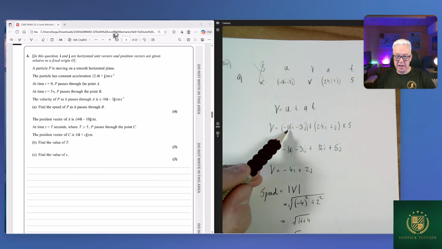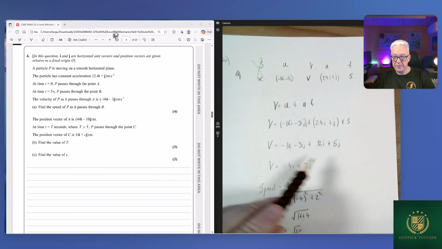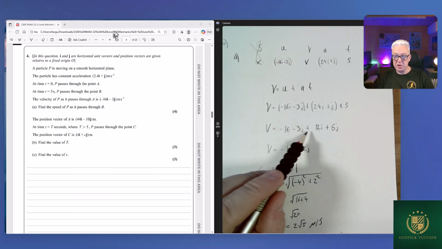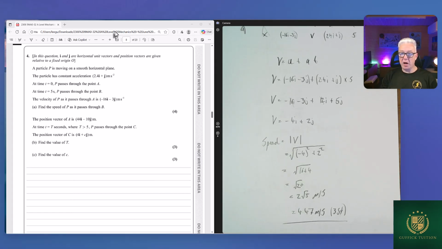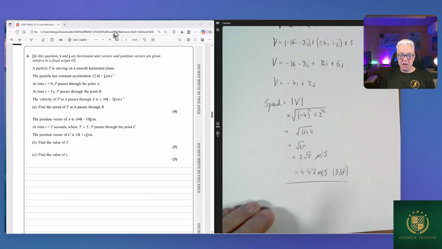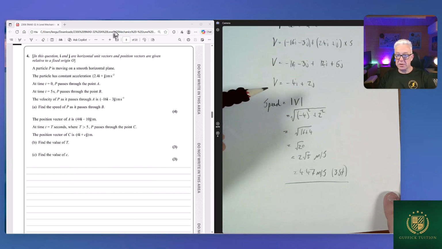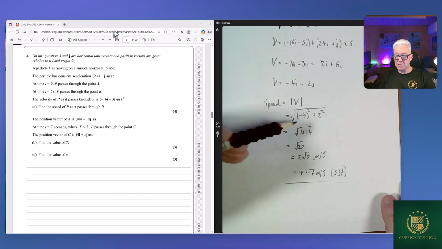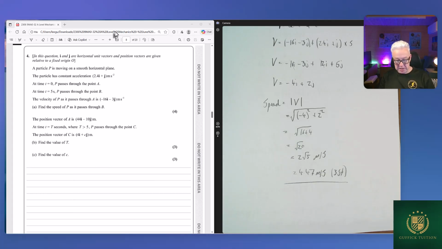So our u is minus 16i minus 3j plus 2.4i plus j times by 5, which is minus 16i minus 3j plus 12i plus 5j. And that gives us a velocity of minus 4i plus 2j. But the question is not asking for the velocity, it's asking for the speed, and the speed is the magnitude of the velocity. So we need to square the individual i and j components, add them together and square root it. So it's going to be minus 4 squared, add 2 squared is 20, root 20, which is 2 root 5, and as a decimal that is 4.47 meters per second.